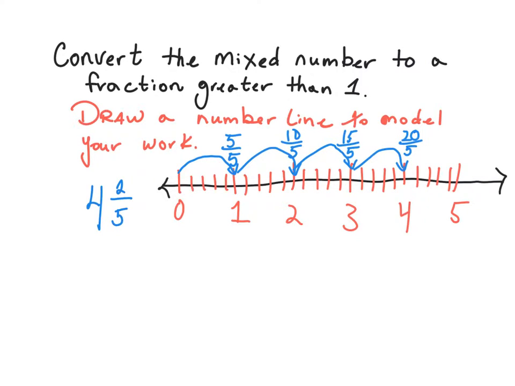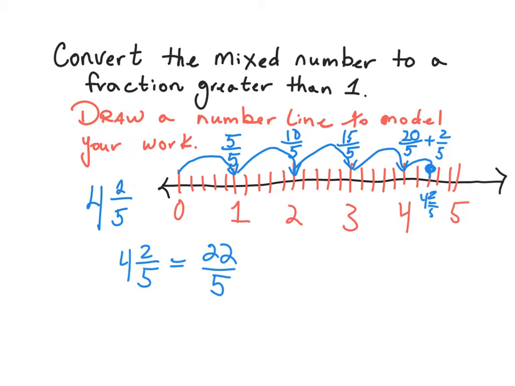Going up another whole, which would be 20 fifths. And it's 2 fifths, so now we're just going up over here, 4 1/5 and 4 2/5. So we are landing right over here. So this is our 4 2/5. So we need to add the extra 2 fifths to that 20 fifths. So what is our fraction greater than 1 going to be? It's going to be 4 2/5 is equivalent to 22 fifths.